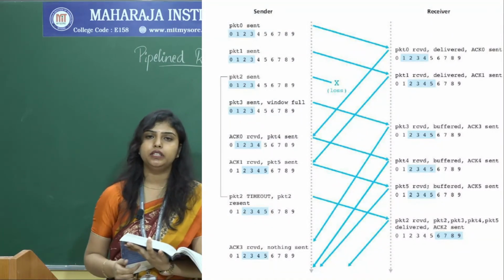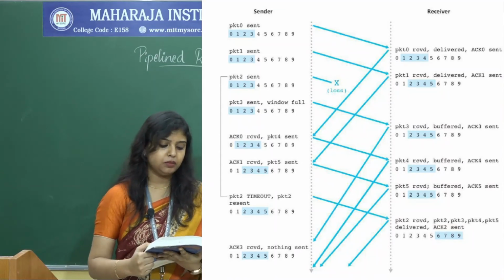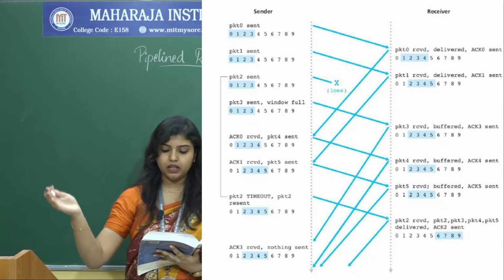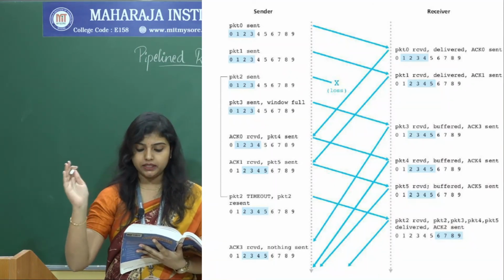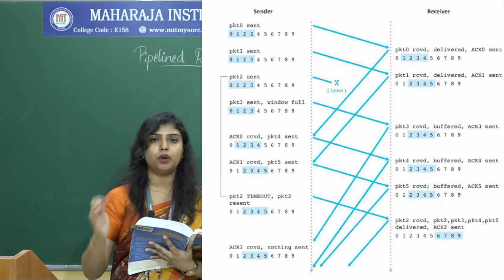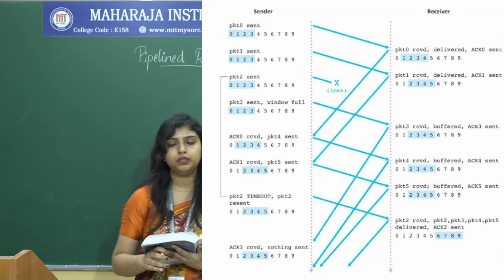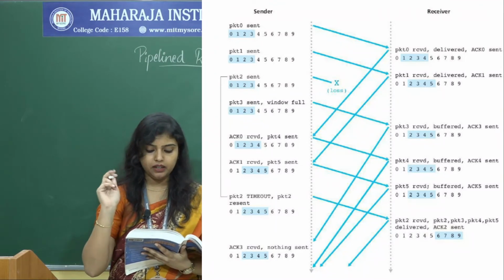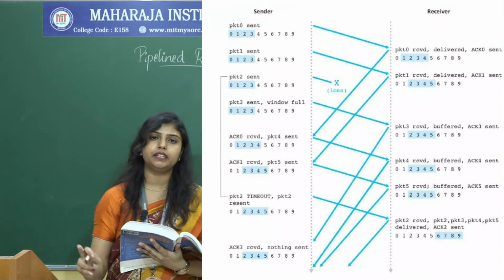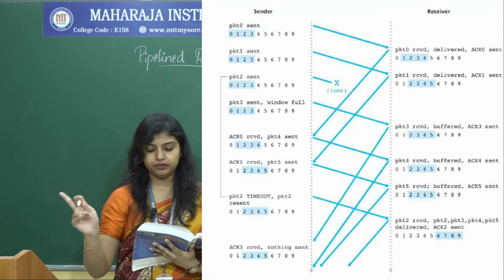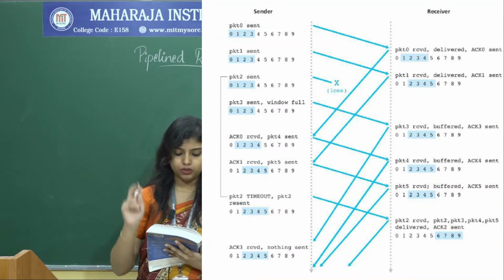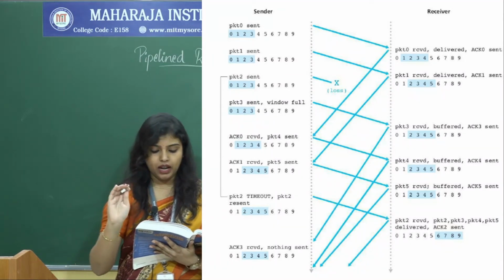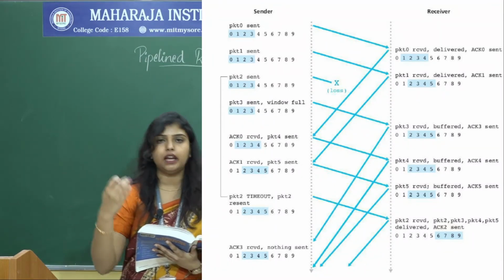That is what they have shown in the diagram also. Here packet 0 is sent from the sender and is received correctly by the receiver and delivered. That means it is not kept in the buffer; it is properly delivered. Then acknowledgement 0 is sent from the receiver, and packet 1 is sent from the sender. Packet 1 is also correctly received and delivered, not buffered, and acknowledgement 1 is also sent. Packet 2, while transmitting, has been lost, and then packet 3 is sent.